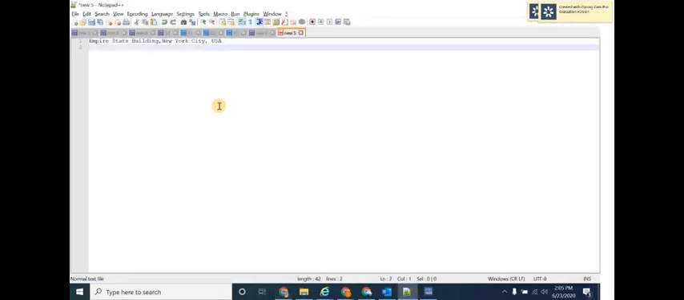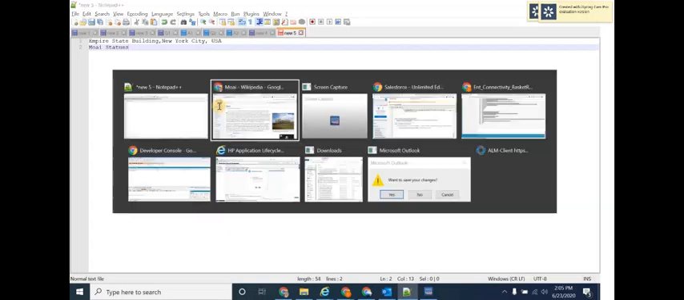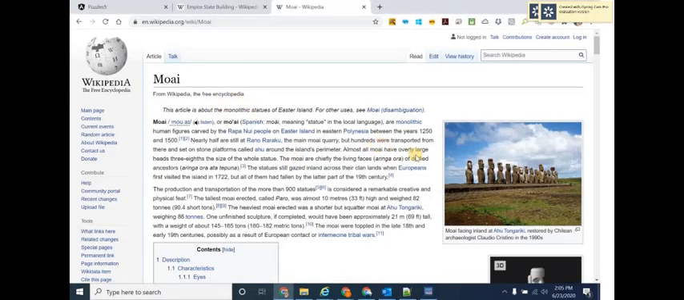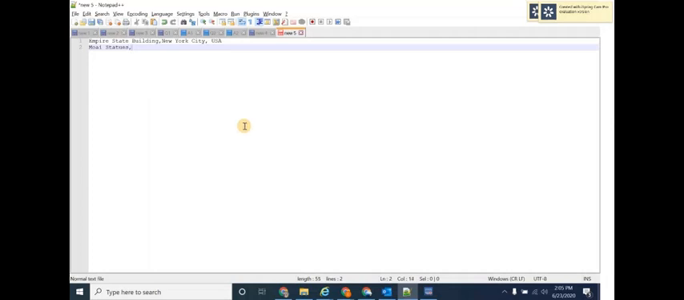I'll just input Moai statues in the second thing, and the next thing which comes out is that it's in Eastern Polynesia, in Easter Island. So it's Polynesia, Easter Island.